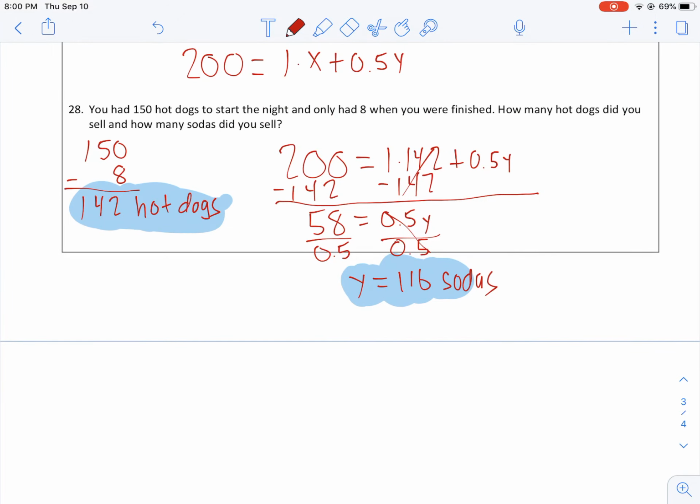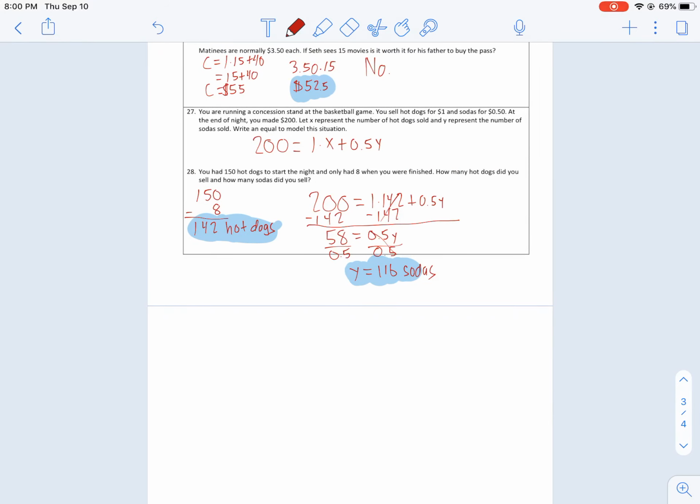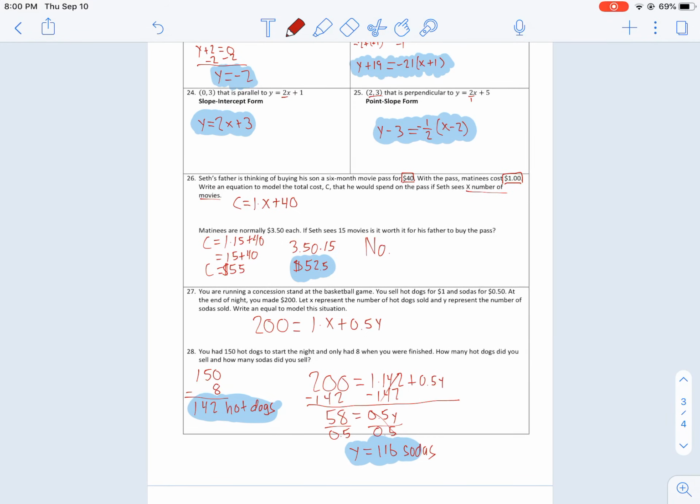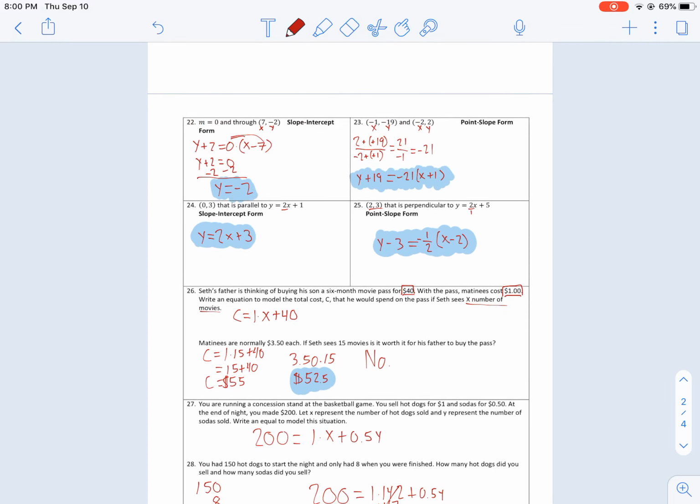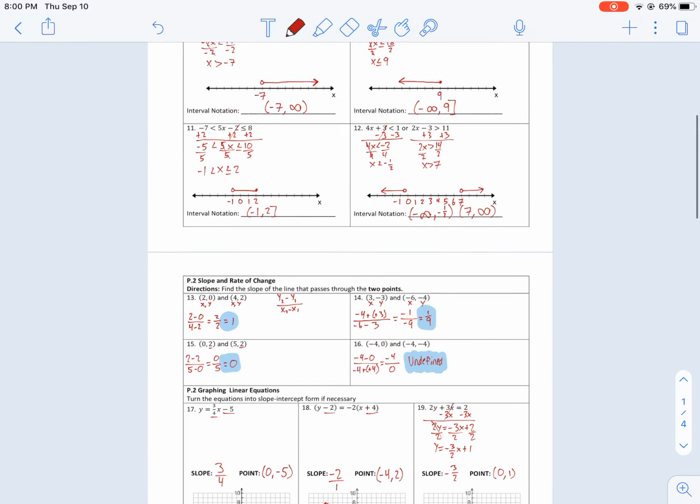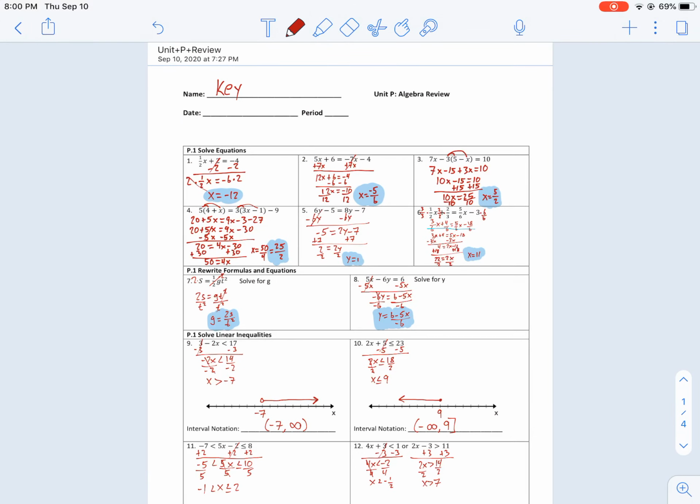And that's it. So that is the key. If you can do everything on this key, you can ace the test. Make sure you look this over. Make sure you know how to do all these different topics. Take your time. Check your work. Good luck on the test.